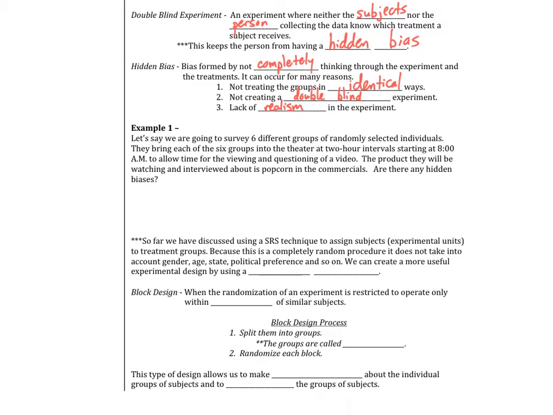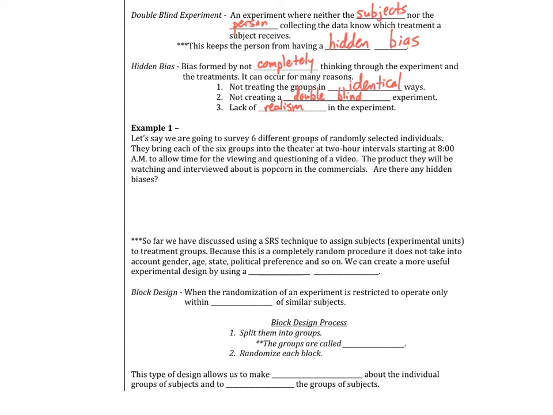Example 1. Let's say we are going to survey 6 different groups of randomly selected individuals. They bring each of the 6 groups into the theater at 2-hour intervals starting at 8 a.m. to allow time for the viewing and questioning of a video. The product they will be watching and interviewed about is popcorn in the commercials. Are there any hidden biases?